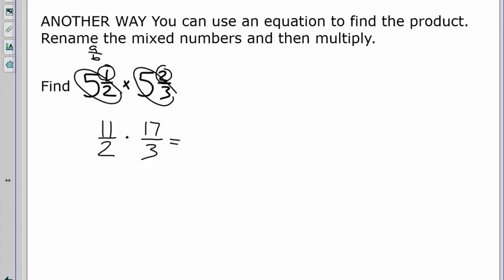So I have to multiply 11 times 17 and 2 times 3, which, if you go over to the side and do some multiplying, you'll find is 187 for 11 times 17, and 6 is what 2 times 3 is. Now, this is a totally improper fraction. We cannot let that stand. So we're going to go ahead and change that back to a mixed number.